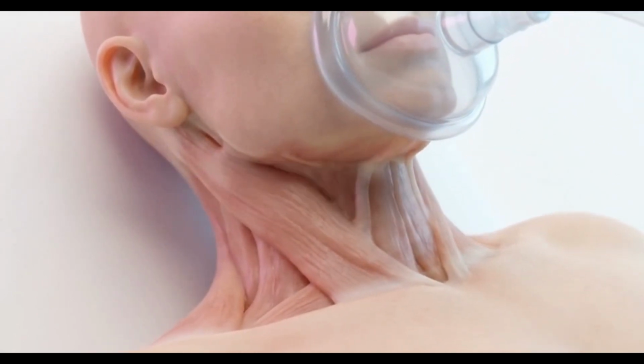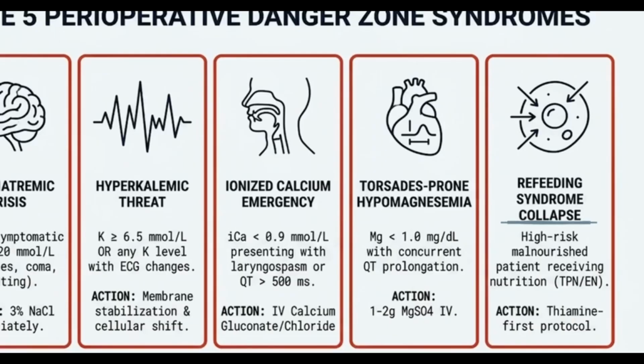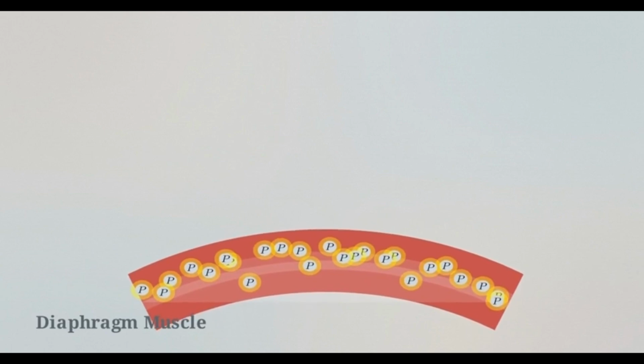The most insidious danger zone targets highly malnourished or cachectic oncological patients awaiting enteral nutrition or TPN. This is refeeding syndrome. The sudden reintroduction of carbohydrates triggers a massive insulin surge. This surge aggressively drives glucose, along with remaining extracellular electrolytes, into the depleted intracellular spaces. The hallmark consequence of this shift is severe hypophosphatemia.